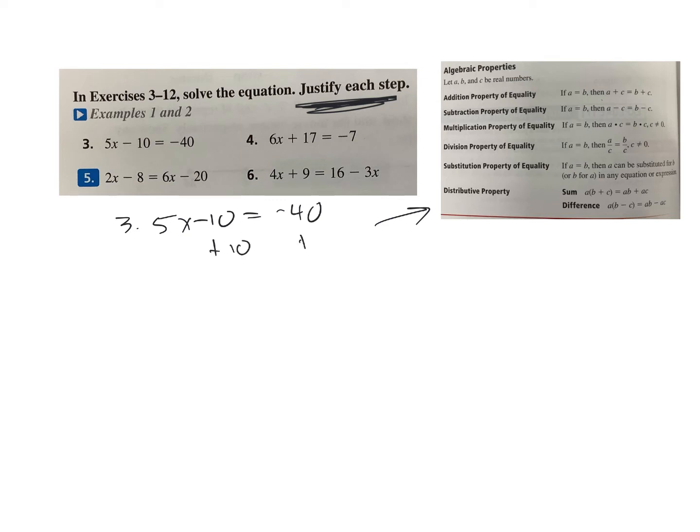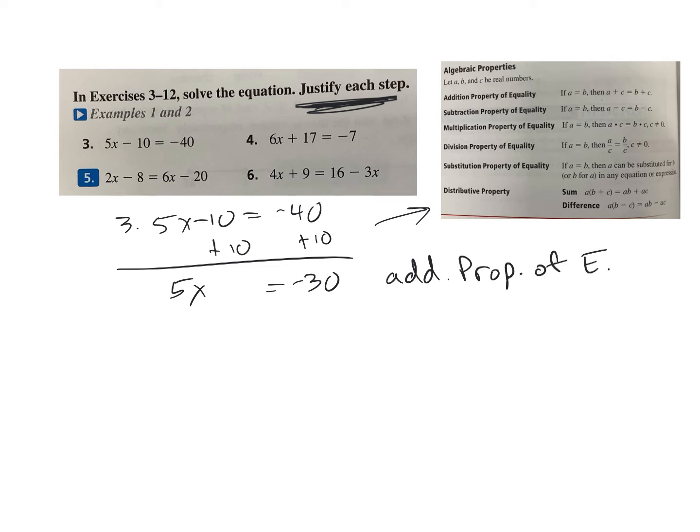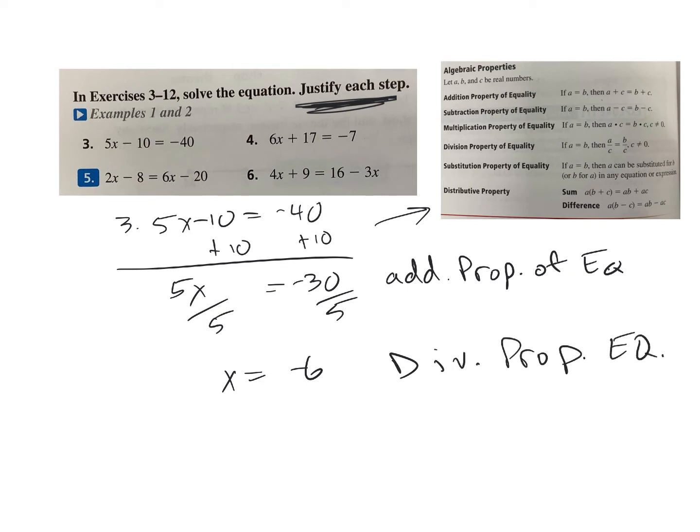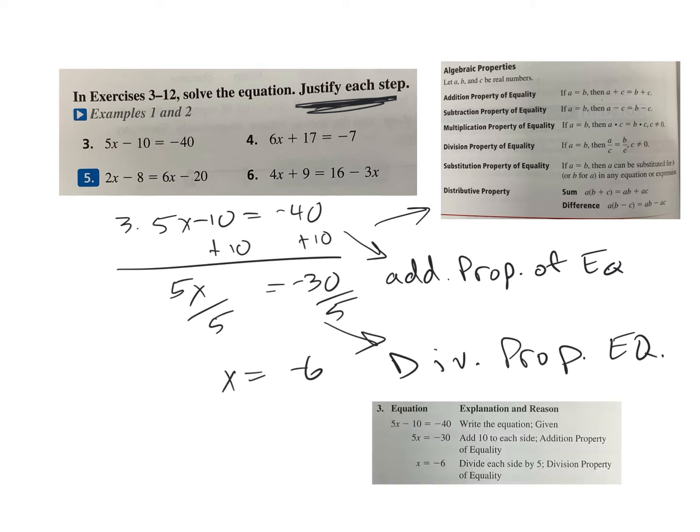So you're adding 10. All right. So now you've got 5x equals -30. You added 10, so what is that? That's the addition property of equality. Okay. And then we're going to divide off the 5. So now you have x equals -6. And what did we do? It was the division property of equality. So you always state what you did after you've done it. Okay? So we added 10. We divided by 5. And that's our final answer. All right? Here's your answer.